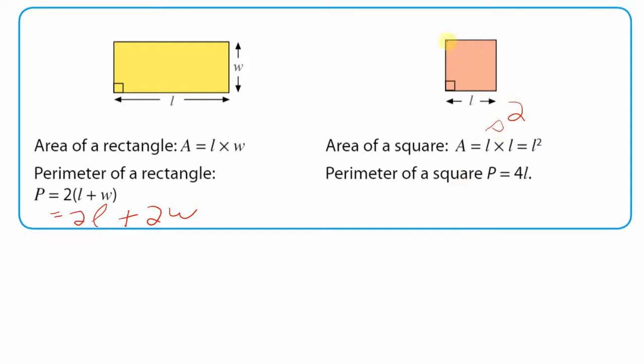And then the perimeter, we have 1, 2, 3, 4 sides or lengths. That's the same. So it's 4 times the length for the perimeter. Length plus length plus length plus length is just the same as 4 lengths.